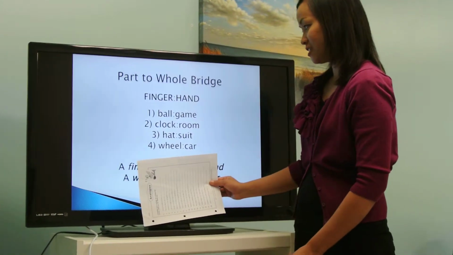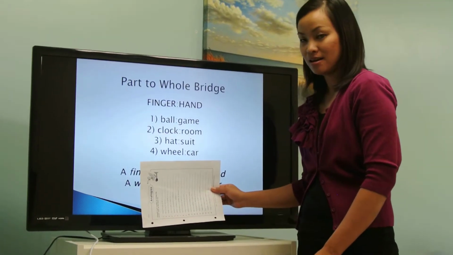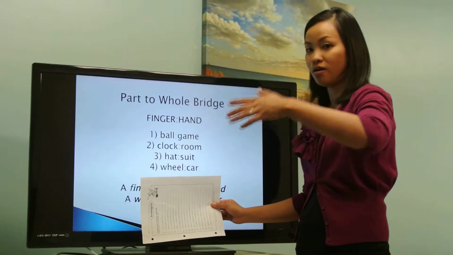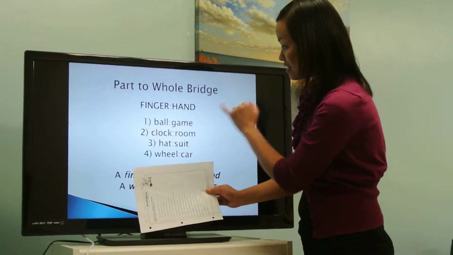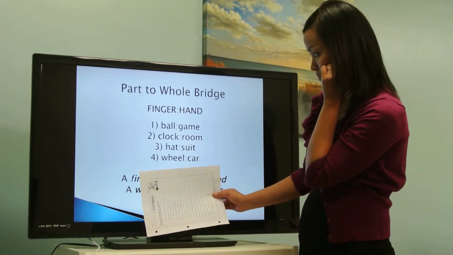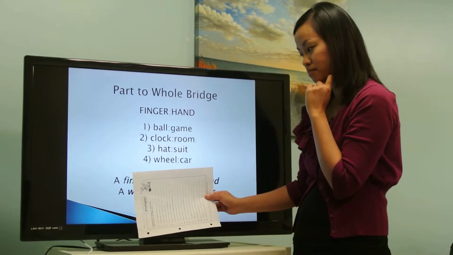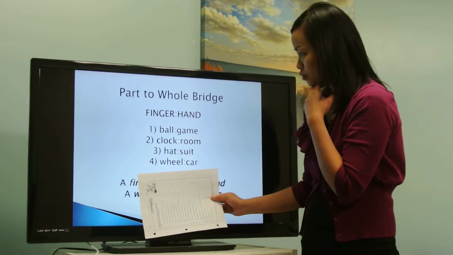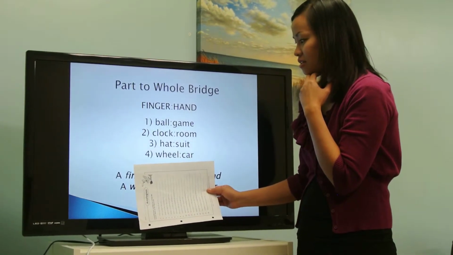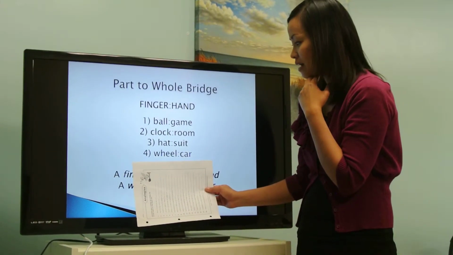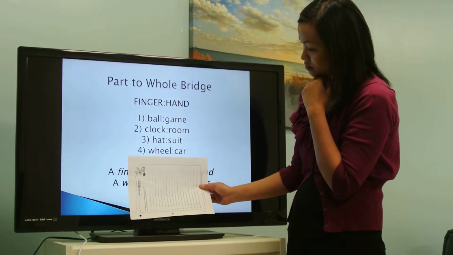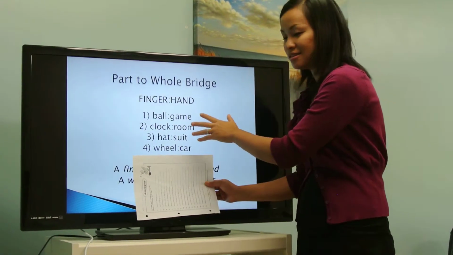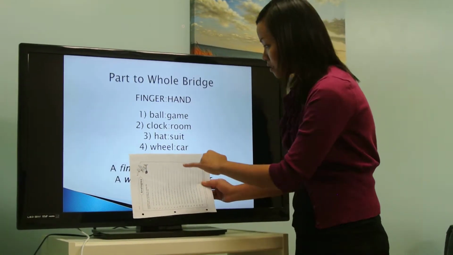Part to whole bridge. Finger, hand. So part to whole. A finger is a part of a whole hand. Let's look at what are some of our answer options. Ball is the game. So what could it be? You use ball in the game. And clock, room. Clock is in a room. That could be an option. Hat is a suit. Okay, it's part of a suit. Wheel is to car. Sometimes it can seem pretty tricky, but let's see.